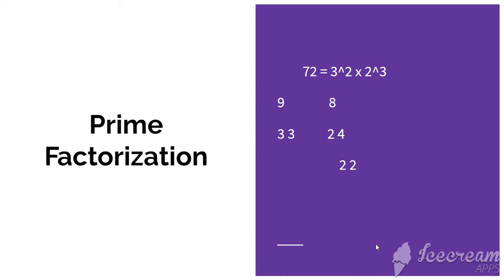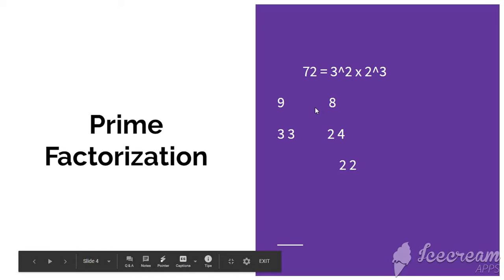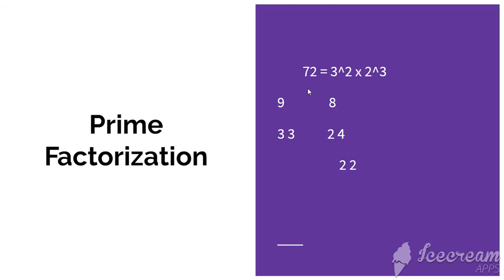For prime factorization, we take a number like 72, and then we have to split that up or factor it. The two numbers that get you to 72 are 9 times 8. And then we have to split up 9. So the two numbers that multiply to get to 9 are 3 and 3. And those are prime factors.